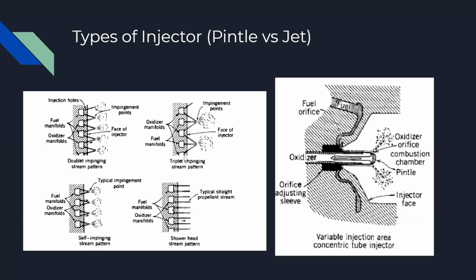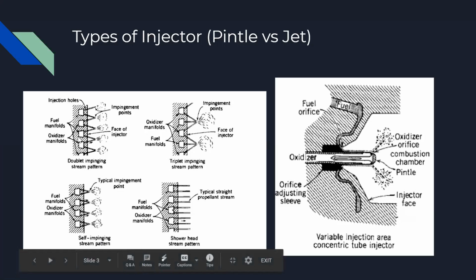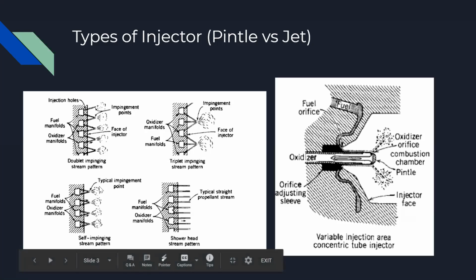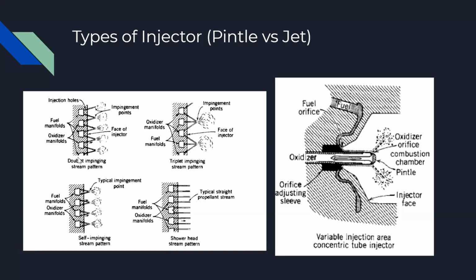So if you see here, you have a bunch of different types of patterns you can use: doublet impinging, which looks like alternating fuel and oxidizer that will then mix with each other. You have triplet, you have self-impinging, and you just have a normal shower head, I guess. This kind of stuff is complicated. We don't deal with it too much. I think the Methalox engine uses this, and they made the injector as part of their capstone. But as a club, we haven't really touched this.